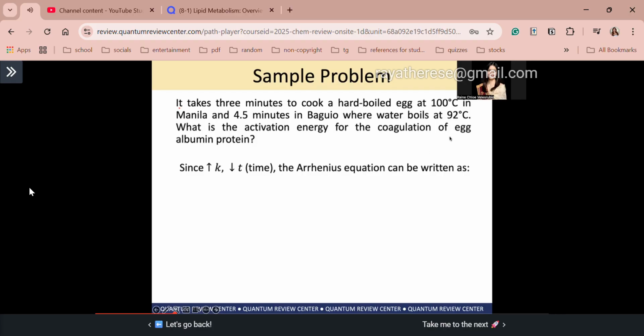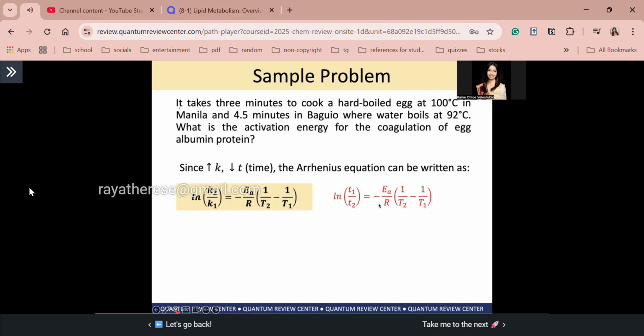Right? Gets naman ba, guys? Of course, if the cooking happens quickly, it will take a smaller amount of time for it to cook, right? Therefore, the rate constant is inversely proportional to time. So, we can just rewrite the Arrhenius equation as, this is the initial one, guys, right? ln K2 over K1 is equal to negative EA over R times 1 over T2 minus 1 over T1. We can just write it in this way. ln T1 over T2 is equal to negative EA over R times 1 over T2 minus 1 over T1. Why, guys? Again, like I said, the rate constant is inversely proportional to time. Because if you have a faster speed, of course, it would take a smaller amount of time to do the cooking, right? So, let's try to solve.